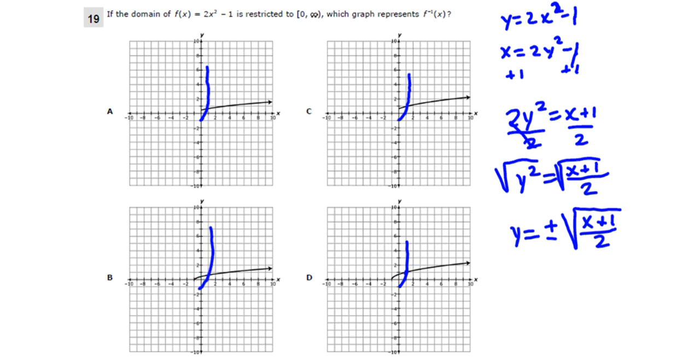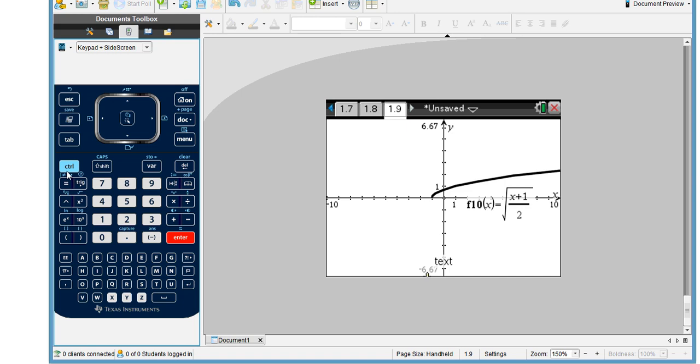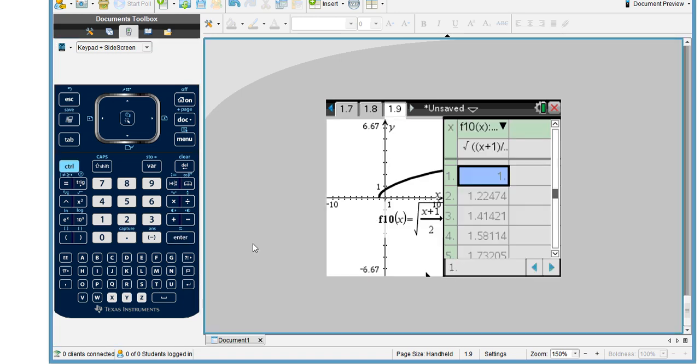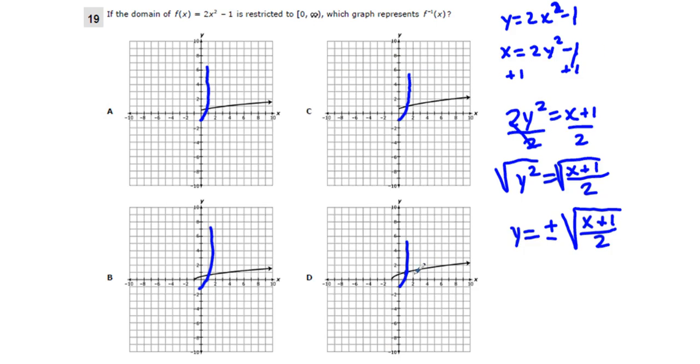Let's go look at the table view. Control T. At 1 we get 1. Yeah, that's going to be answer choice D. So a kind of tougher one to distinguish here between B and D, but that is our correct answer.